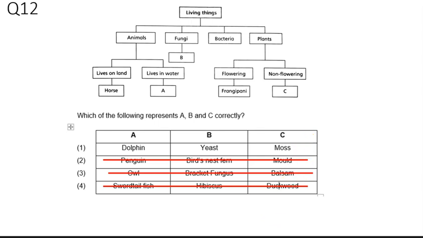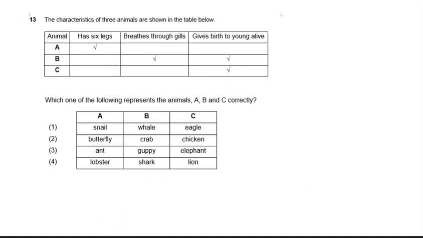Let's confirm that our answer is correct. Dolphin is an animal which lives in water. Yeast is actually a fungi, and moss is a non-flowering plant. We shall now go on to question 13.